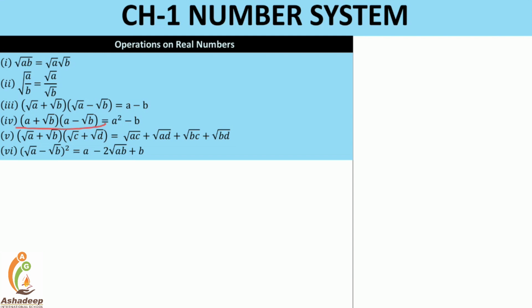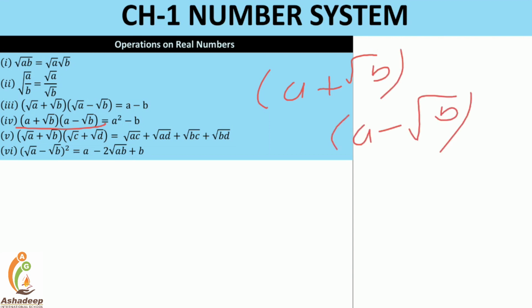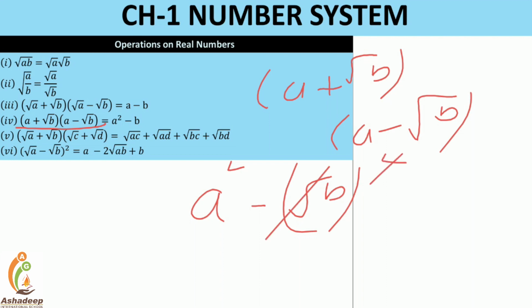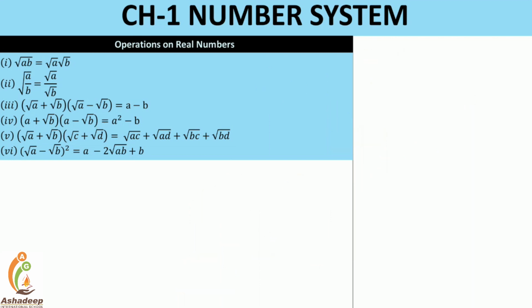Now here this sum, A plus square root of B and A minus square root of B. So it is nothing but A square minus square root of B square. The square and square root cut. So what is the answer? A square minus B. Right? A square minus B. See here, in this way it's simple.